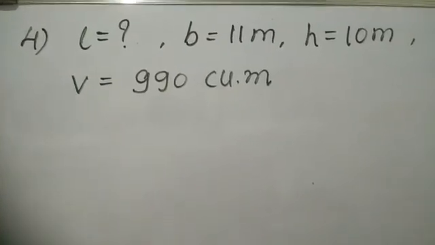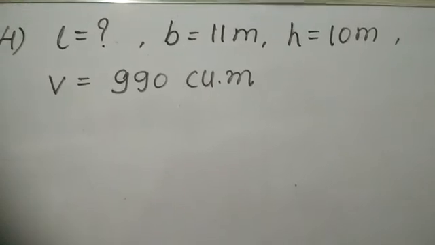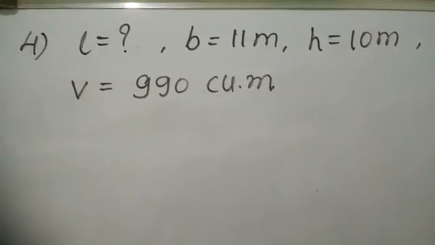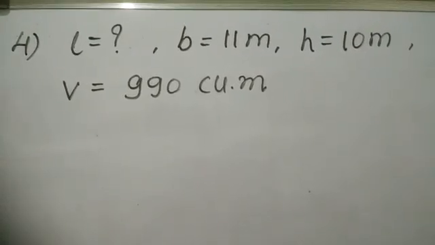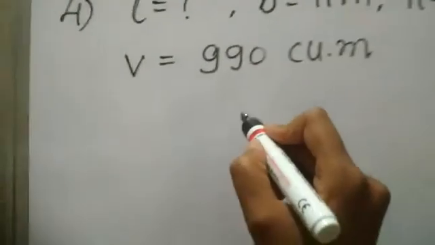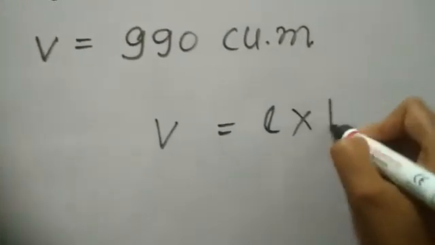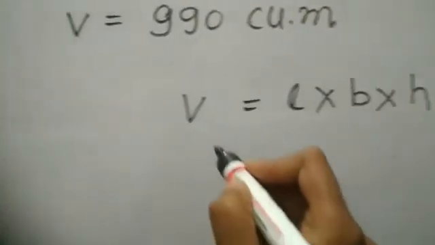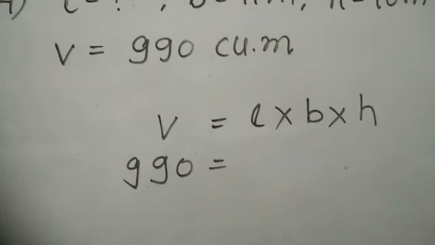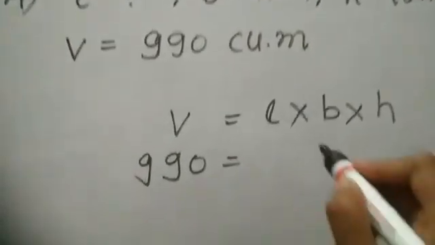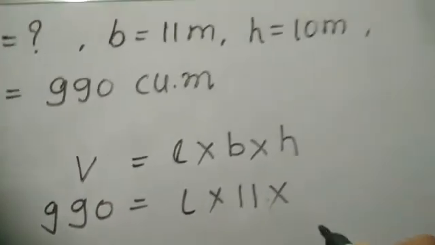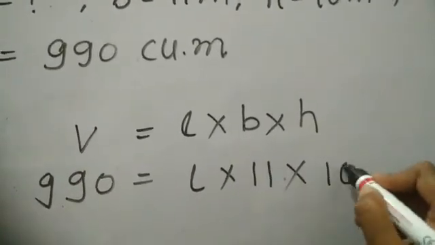Now coming to the fourth example. In this example you can see breadth, height and volume are given and what we have to find out? Length. Again, to find out the length we use the formula of volume. Now V is equal to length into breadth into height. Now V is given, 990 cubic meter is equal to length we have to find out. Breadth is given 11 meter and height is given 10 meter.